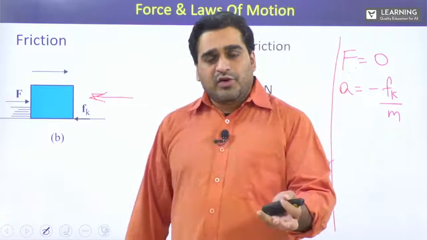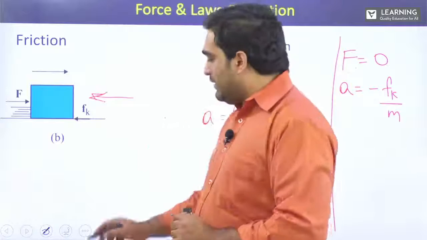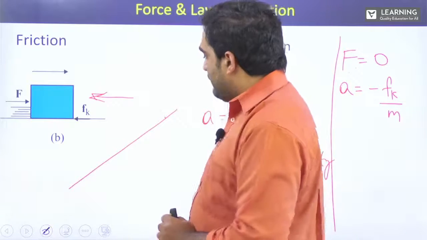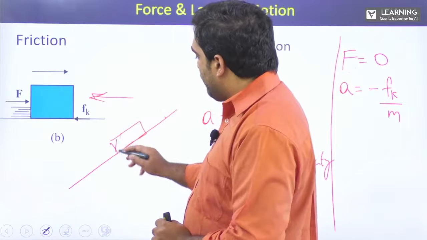Is it true for all types of surface, even for a surface that is inclined? Let's take a look at it. Here we have an inclined surface, and we have an object, a box.